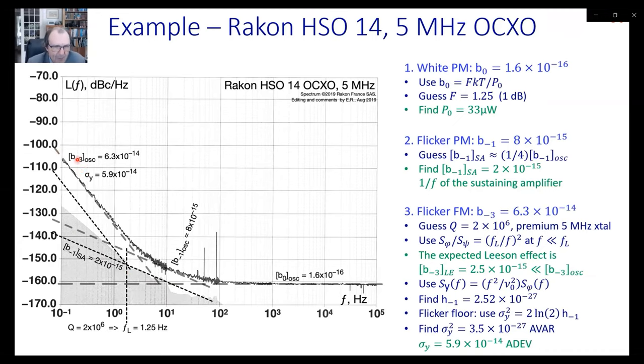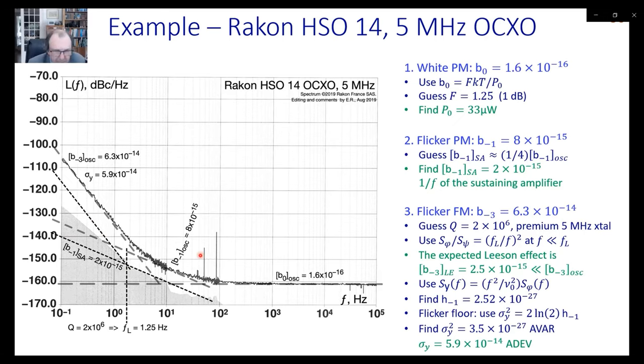So at this point, I cannot say much more, but what I know is the Q of a premium quartz resonator at 5 MHz is 2 millions, if not more. So the Leeson frequency is around here. I start from the sustaining amplifier that is here, and I get this plot for the Leeson effect. As I said, for sure it is hidden. And this is a quite common fact in premium ultra-stable oscillators.